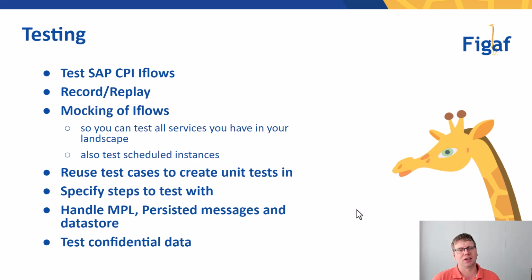You can reuse the test cases in unit tests, and so when you're doing multiple different kinds of tests, you can group these in different ways. We have the ability to test with MPL attachment, persistent messages, and data store entries. And then we also have confidential data testing that allows you to mask the data for users. Not sure if that's relevant in a CPI context, but for instance, if you have HR data, you do not want developers to be able to see these ones. This could be confidential data.